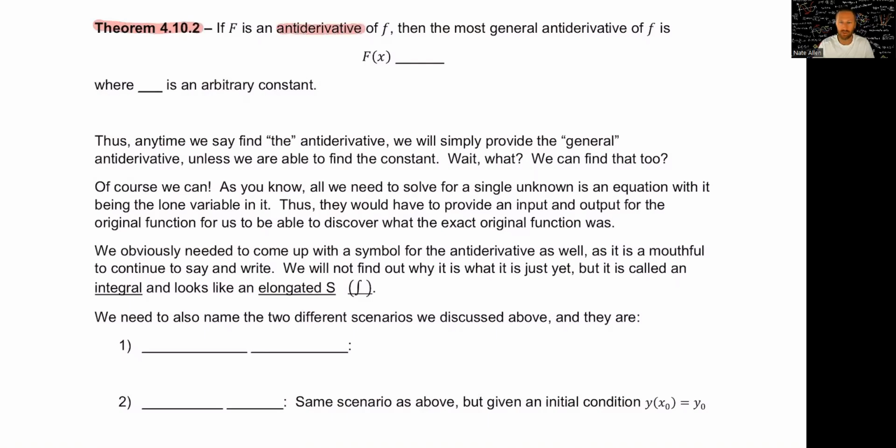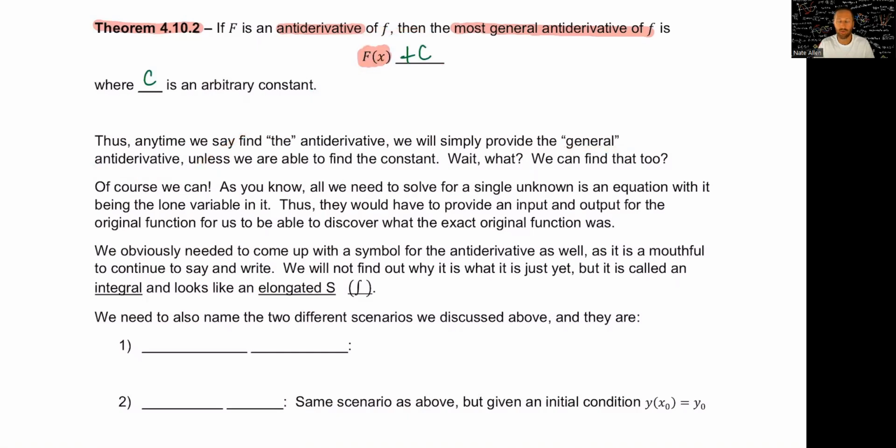So that is what theorem 4.10 number 2 states: if you have an antiderivative of that original function they're calling lowercase f, then the most general antiderivative of that would be this plus some constant, where of course that constant, that c, is some number. So again, anytime we say the antiderivative, we will be giving them the general antiderivative. This can be the derivative for any constant.